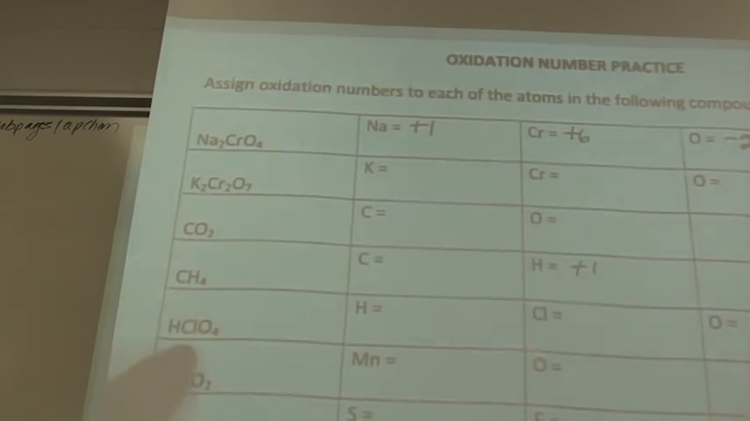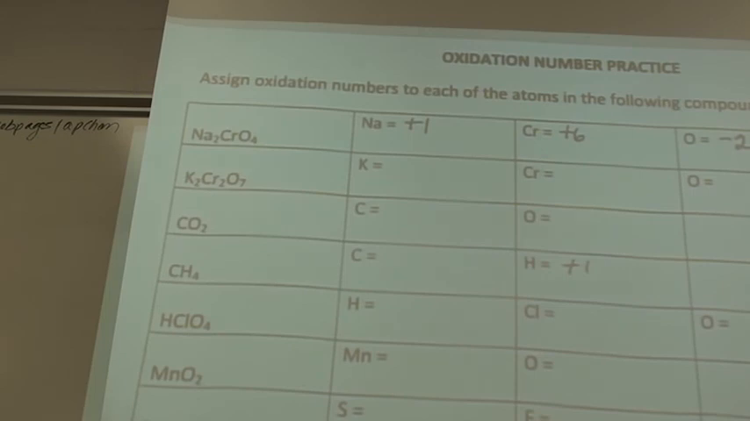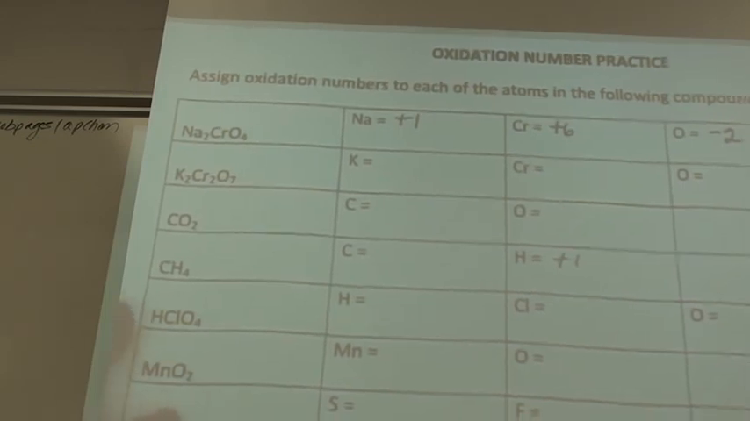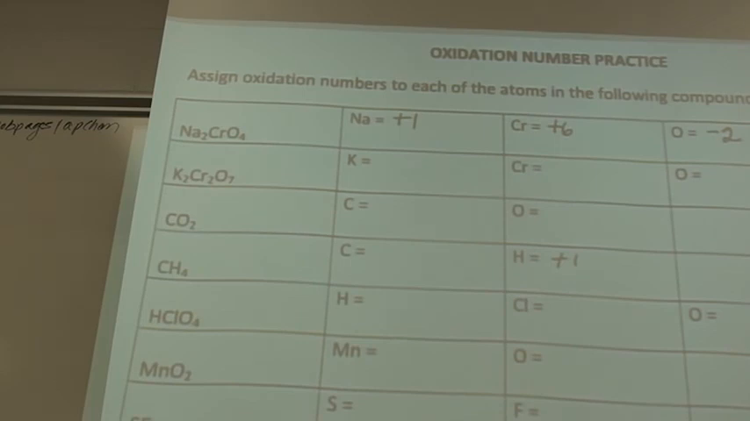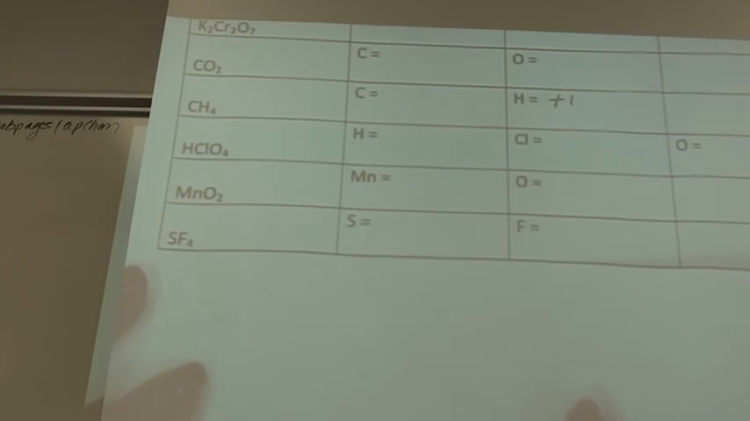What don't you know in this one? Cl. And Mn, we don't know, and S. Why don't you try finishing this worksheet? Should I do one more for you? Name which one you would like me to do. Okay, you want to try a different one? Yeah, HClO4. Okay, all right, we'll do this one.